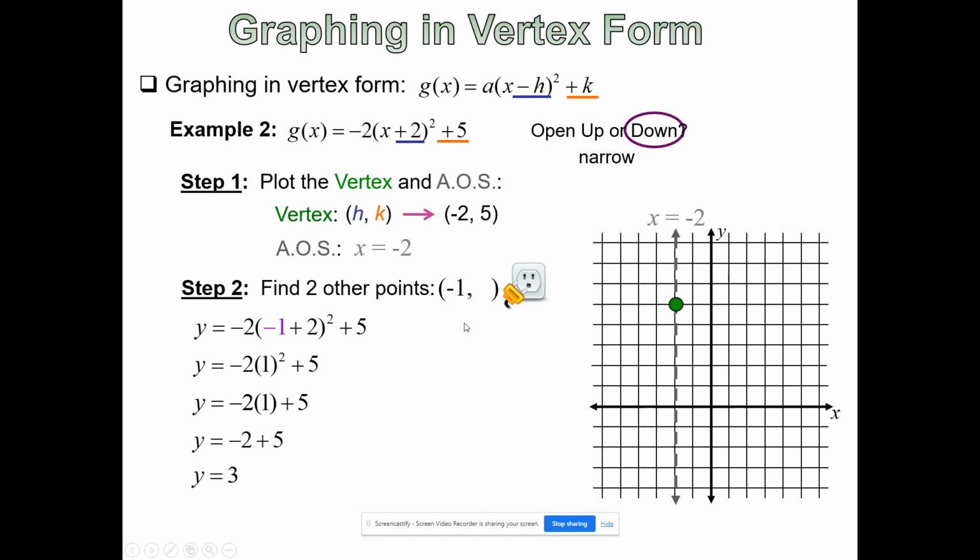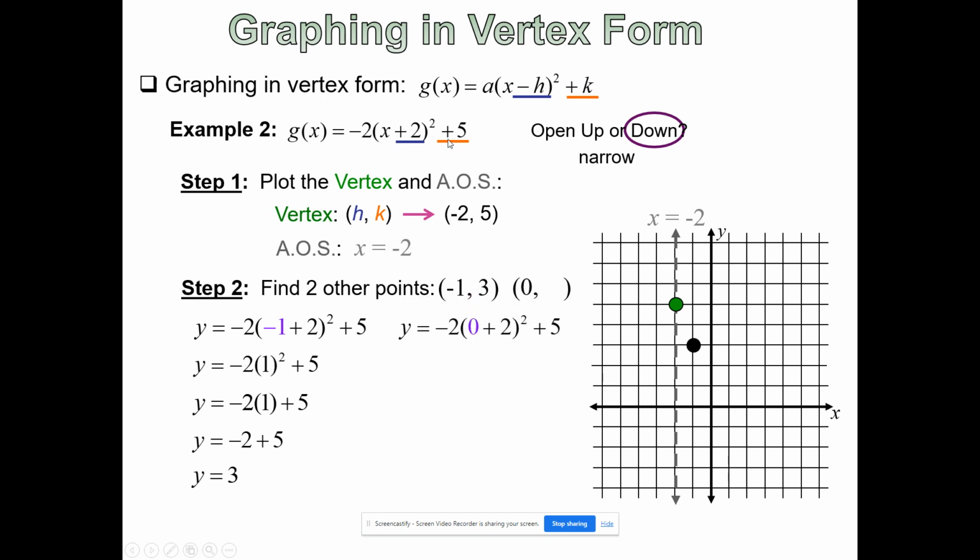Okay, so we've got the point, or the coordinate, negative 1, comma, 3. That represents a point. And notice how it's going down. We want it to go down because our a value is negative. Okay, so my next x value that's close to negative 2 is 0. So that should be an easier one.